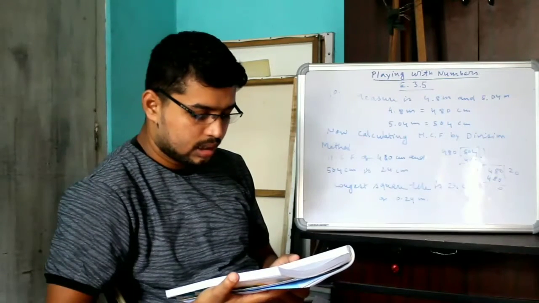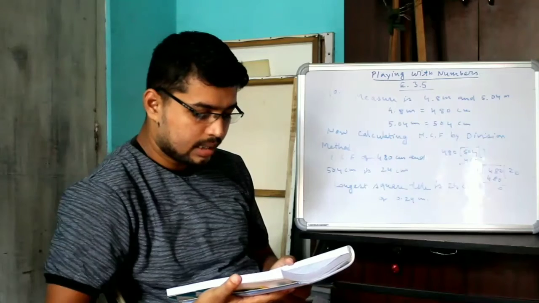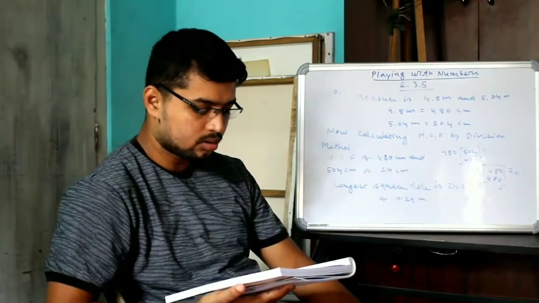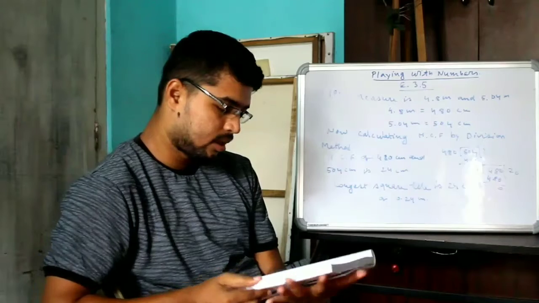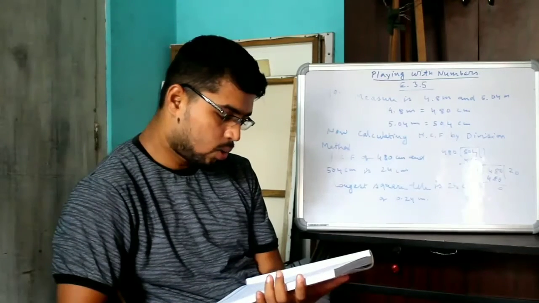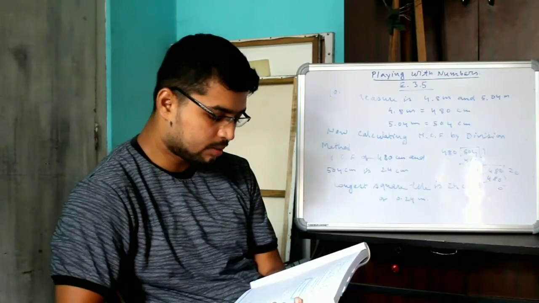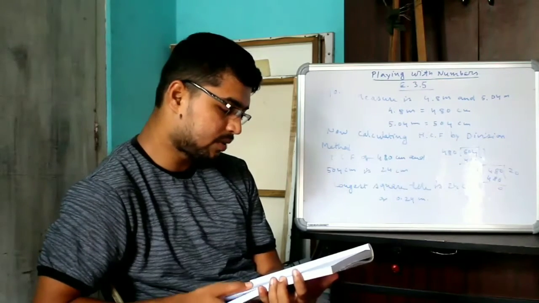The longest square tile that can be used to tile a floor without cutting any tiles. Find the size of the square. Two buckets can hold 272 liters and 425 liters of water respectively. Find the capacity of the longest bucket.